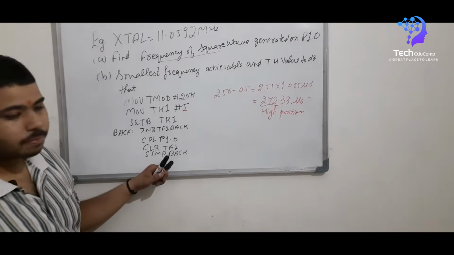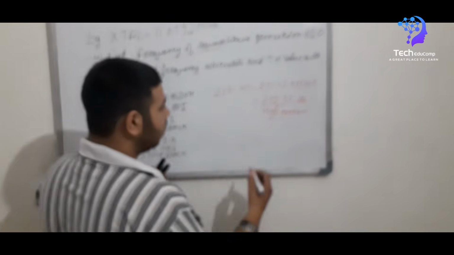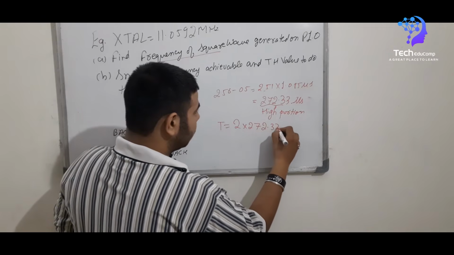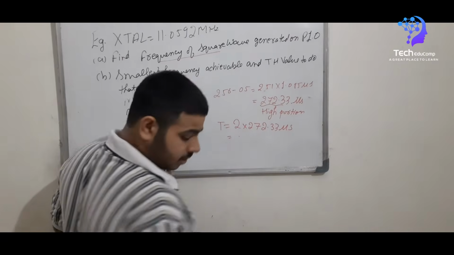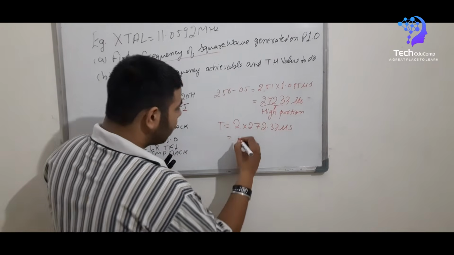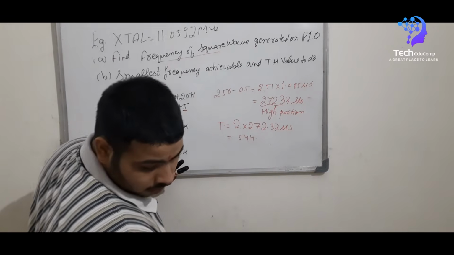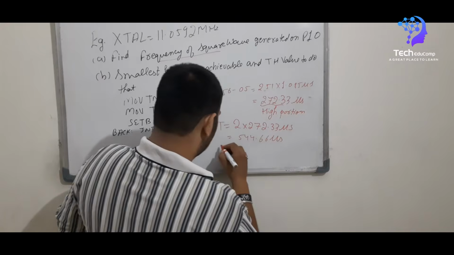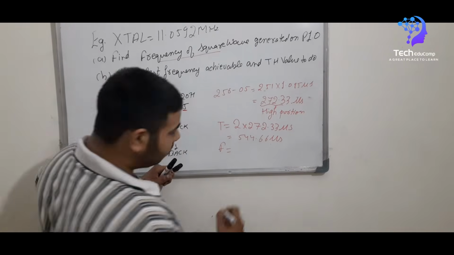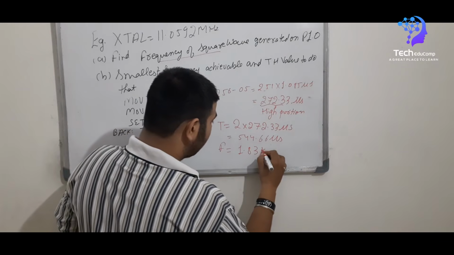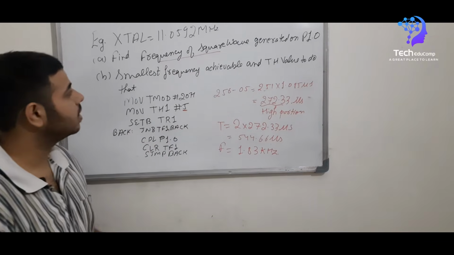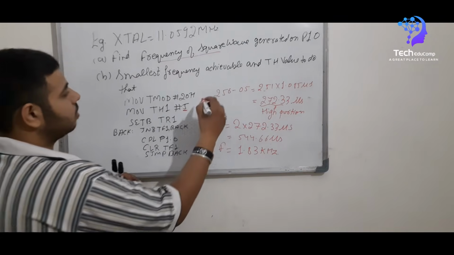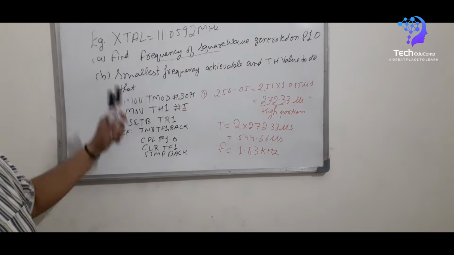Since it is a 50% duty cycle clock, the time will be 2 into 272.33 microseconds, which will be 544.66 microseconds. Or you can say the frequency will be 1.83 kilohertz. So this will be the frequency achieved by the square wave generator. So this is the first part.